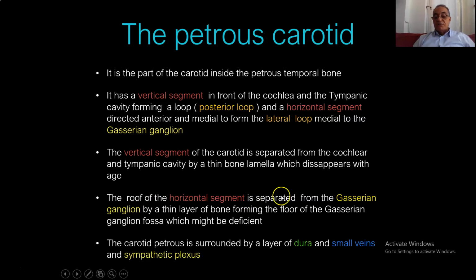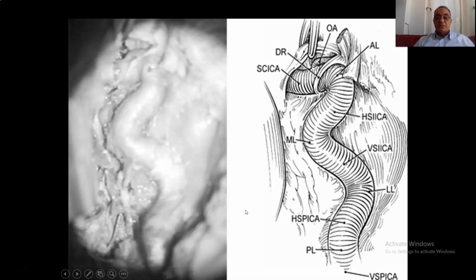The horizontal segment is separated from the Gasserian ganglion also by a thin layer of bone forming the floor of the Gasserian ganglion fossa, which might be deficient. So the carotid artery, as you will see, in relation, the horizontal part of the petrous carotid is below and medial to the Gasserian ganglion. The Gasserian ganglion is present in the Gasserian fossa, and the carotid above the foramen lacerum is below this Gasserian fossa, as we will see. This is the course of the carotid.